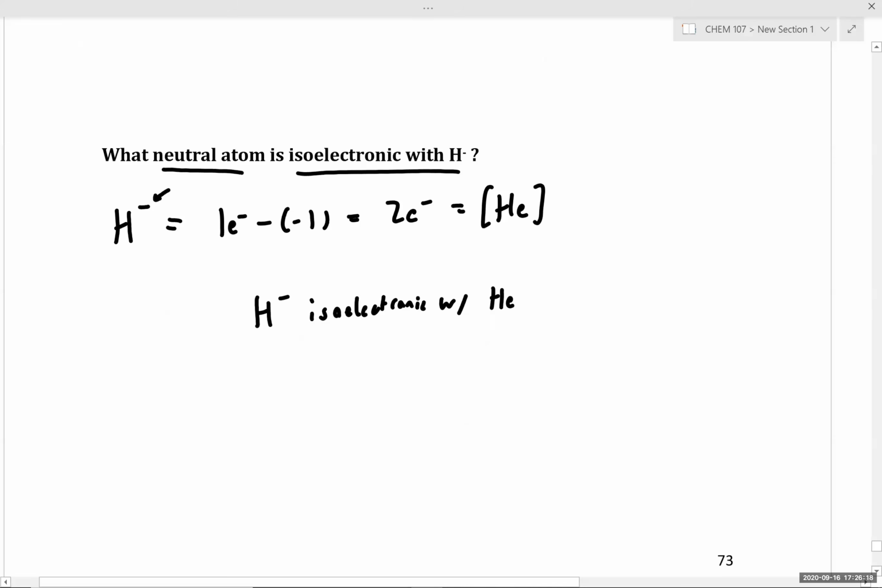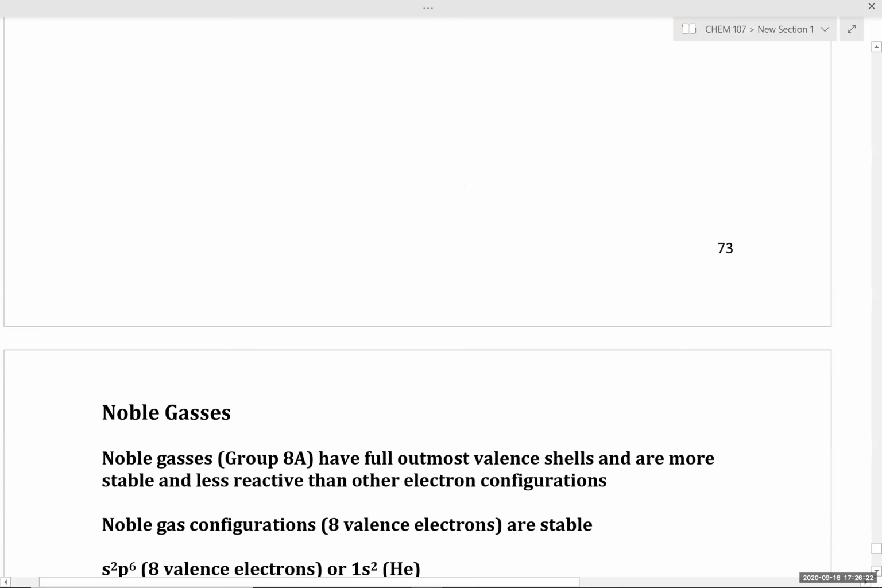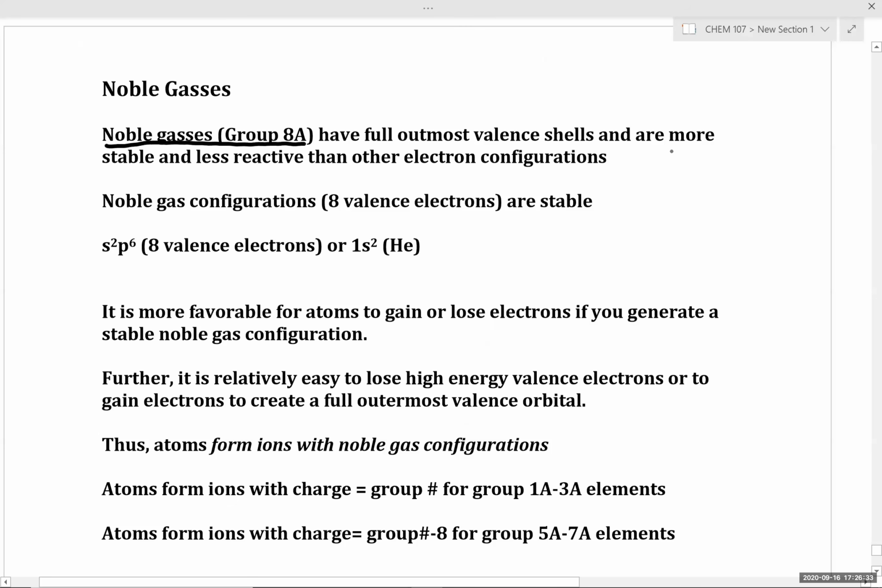So let's talk about noble gases now. They're a really important group in the periodic table. Noble gases, which are group 8A elements, have full outermost valence shells and are more stable and less reactive than other electron configurations. Noble gas configurations, 8 valence electrons, are generally stable.